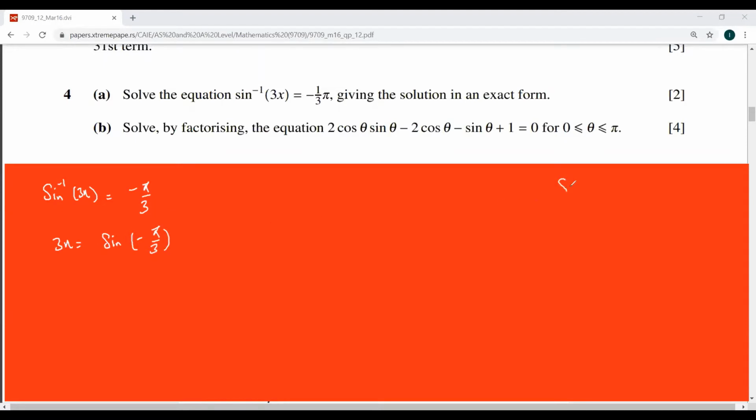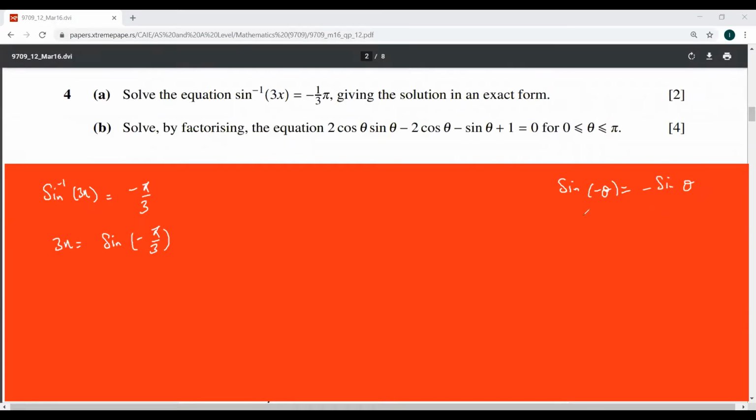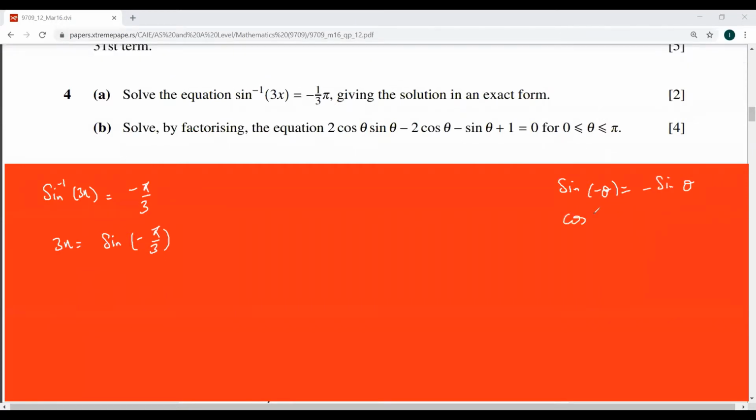Please remember that sine of minus theta is the same as minus sine theta. And cos of minus theta is cos theta, and tan of minus theta is minus tan theta. So therefore we can say that this 3x is going to be minus sine of pi by 3.